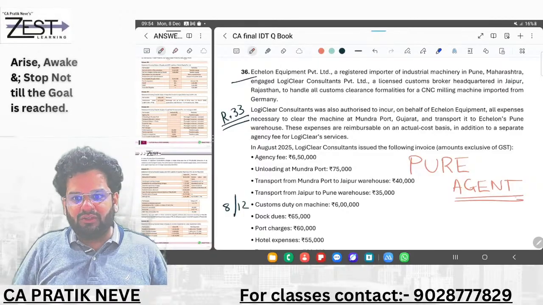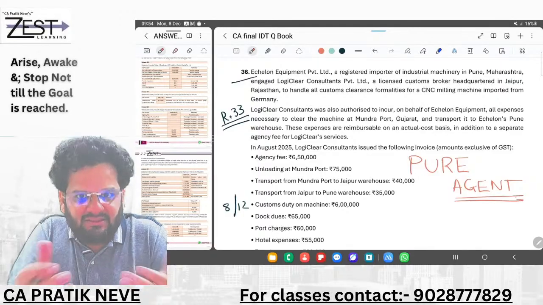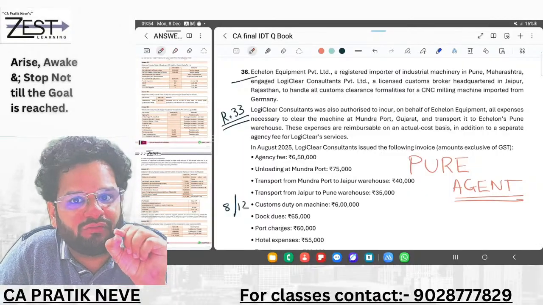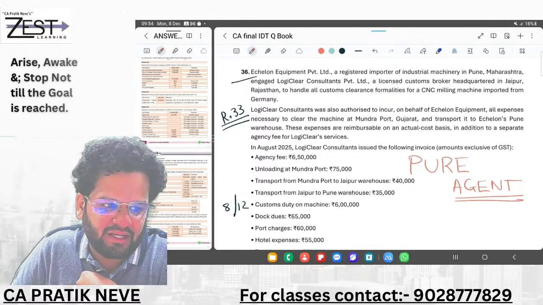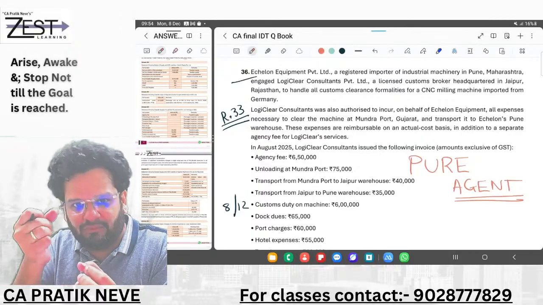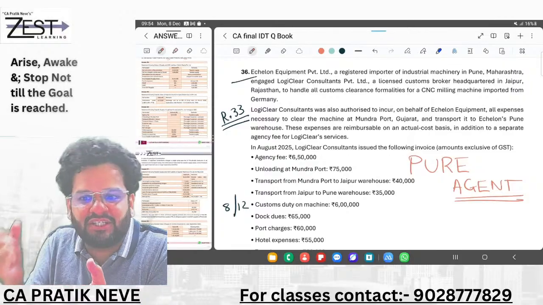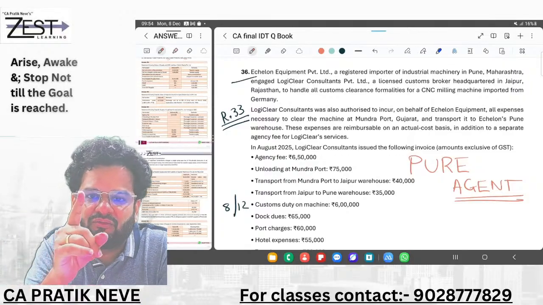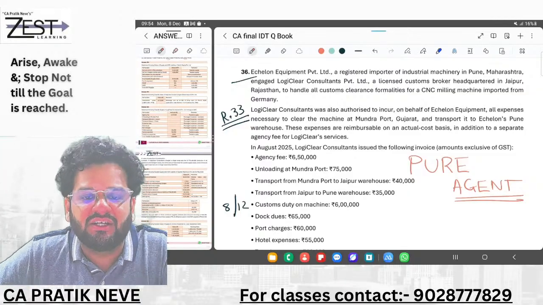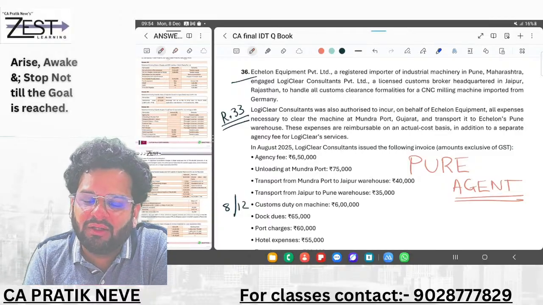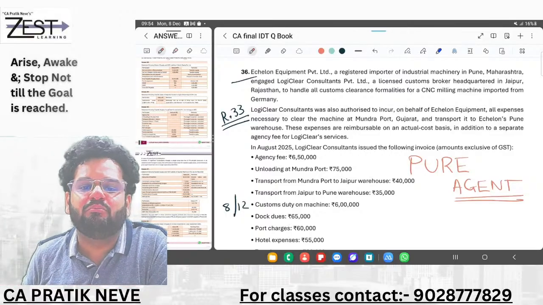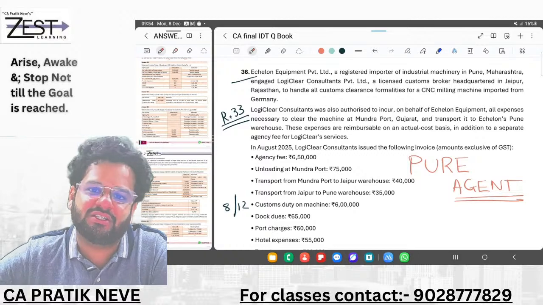Whatever amount you recover, I am the supplier, and whatever amount I am taking from you, you are the recipient of supply. Whatever amount I am taking from you as a pure agent, means for you I have paid to government 1 lakh rupees fees. So afterwards, if I take that 1 lakh rupees from you, then that amount will be excluded from value of supply. Meaning to say, on that there will be no GST.